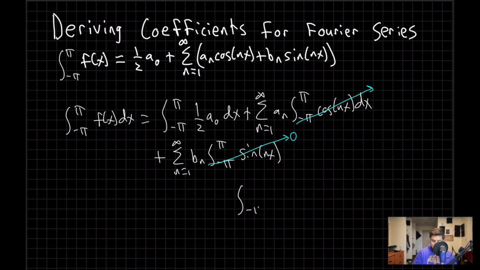So let's do the integral from negative pi to pi of cosine of nx dx and ignore the rest of the infinite summation part. The antiderivative is 1 over n sine of nx over this period, negative pi to pi. Well, sine of n pi is going to be 0, and sine of negative n pi is also going to be 0. So this goes to 0.